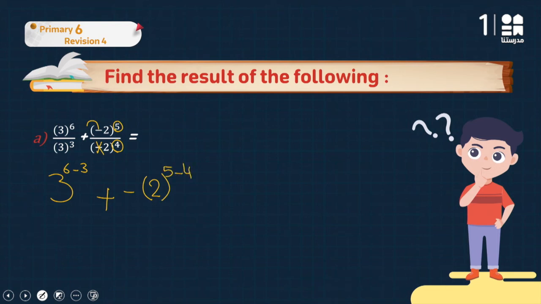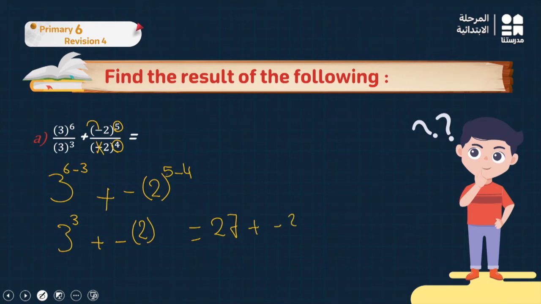Let's complete. هاخد ال 3، 6 minus 3 equal 3 plus negative 2 to the power of 5 minus 4 equal 1 اللي هي 2. طيب هنا 3 power 3. 3 power of 3 معناها ايه؟ معناها you are repeating multiplying the 3. 3 times 3 times 3. طب 3 times 3 9. 9 times 3 equal 27. So it means you are making 27 plus negative 2. So it will be 25. So my answer is supposed to be 25.